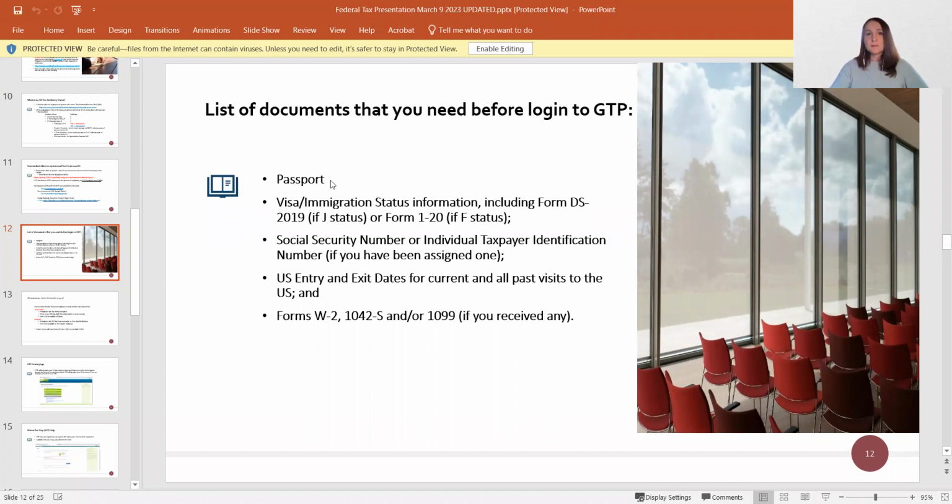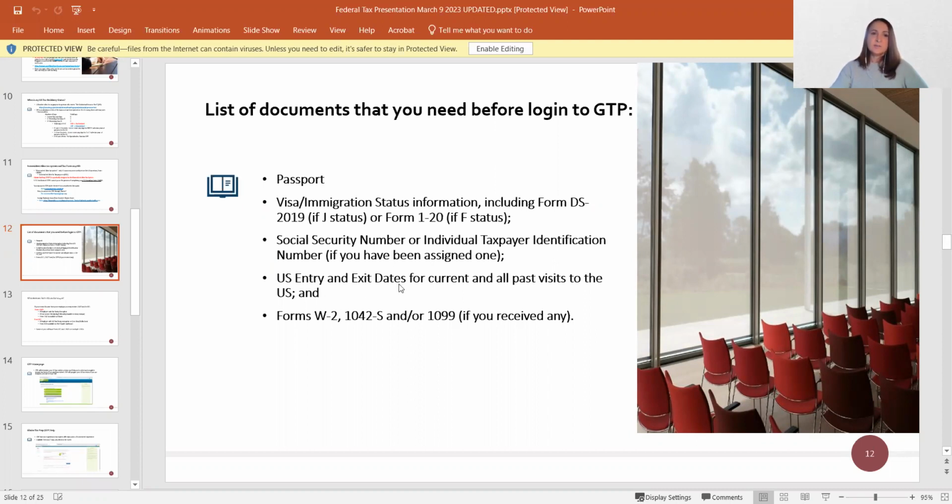So, passport: you all have a passport. Visa: make sure it's a current visa. Social security: if you don't have a social security or taxpayer number, you will not be able to file a tax return. It's just going to be lost. So you have to attach Form W-7 with your tax return and follow the W-7 instructions on how to complete it. Do not send or mail tax returns without a social security or ITIN number.